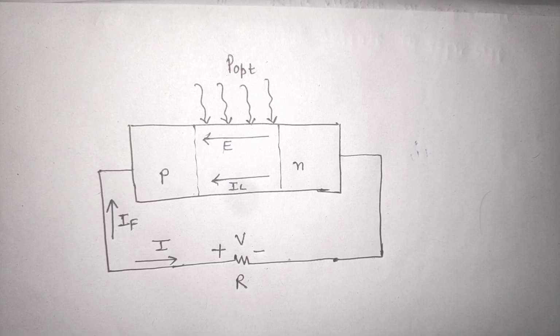In the second case, we will assume this resistance is infinite, so voltage across this resistance will be maximum. Assume it is VOC. Since it will work as an open circuit, it is known as open circuit voltage. So these are the ISC and VOC.